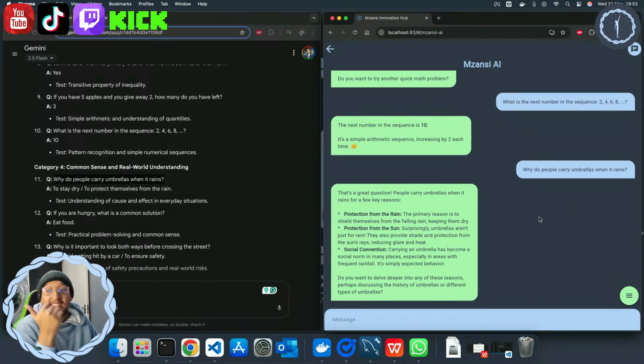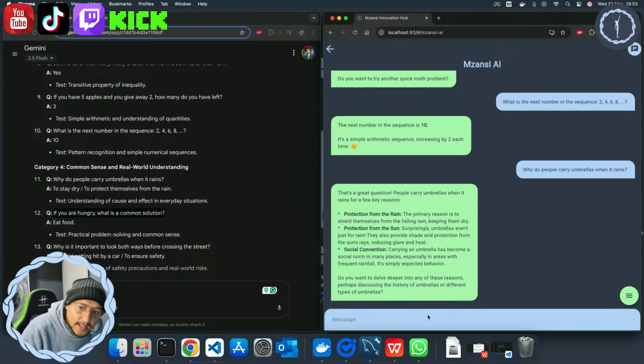So it got it correct. Protection from the rain, protection from the sun, social conventions, I guess. So like for fashion purposes. So on Gemini's side, the answer was to stay dry, to protect themselves from the rain. So it does have that answer, but it elaborated to protect from the sun also, and also just for vibes, right? So that's exactly what it was saying over here. I mark that as a win.